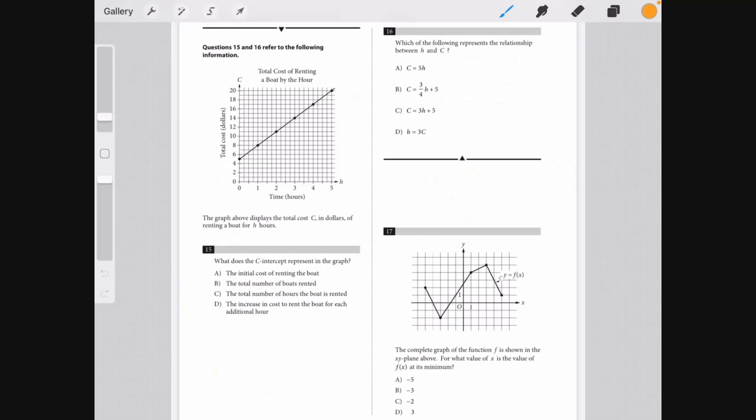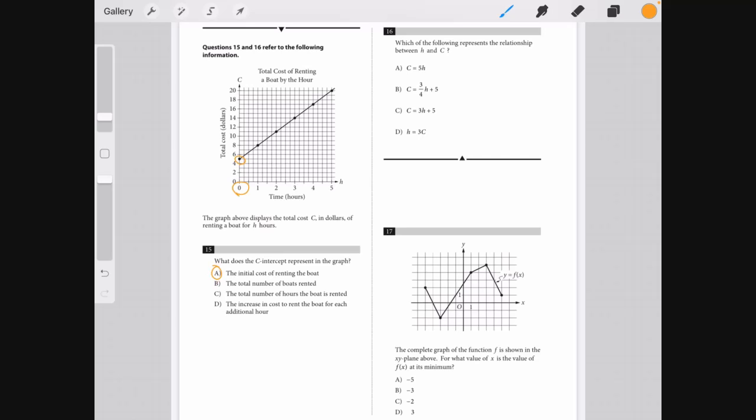Question 15 and 16 refer to the following information. Okay, total cost of renting a boat by the hour. The graph above displays the total cost in dollars of renting a boat for h hours. What does the c-intercept represent in the graph? Basically, if you do not use it for any hour, you just go there, rent it and give it back, you should still pay $5, right? So that's the initial cost of renting the boat. Done. A is the answer.